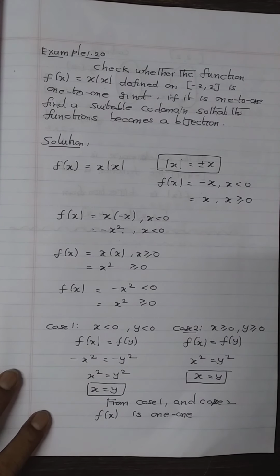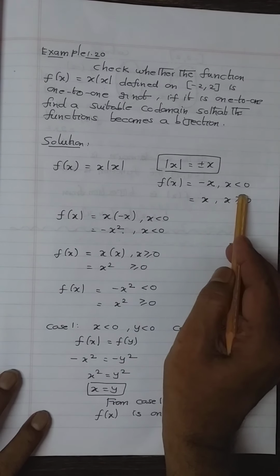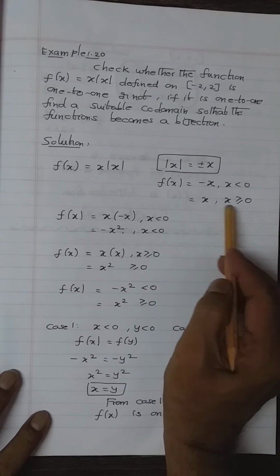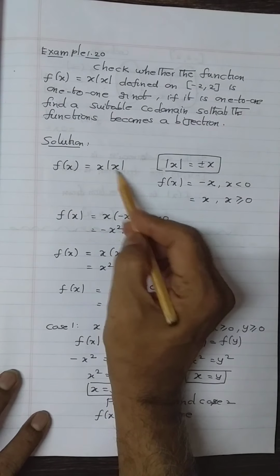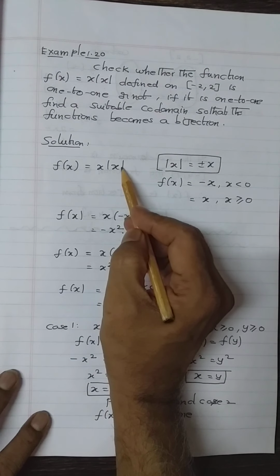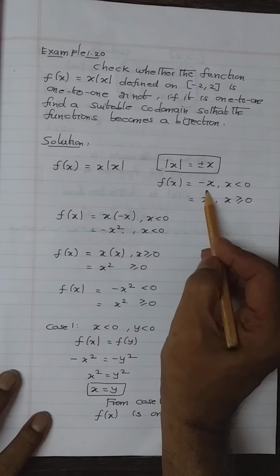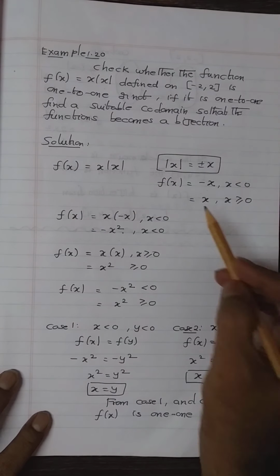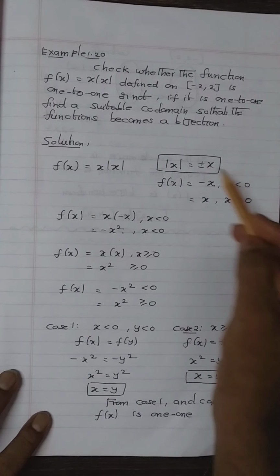In previous videos also I told you, whenever modulus x is there, you have to go for the definition, because modulus of x is minus x when x is less than 0, and that is equal to x when x is greater than or equal to 0. I told you so many times. So accordingly the function changes.